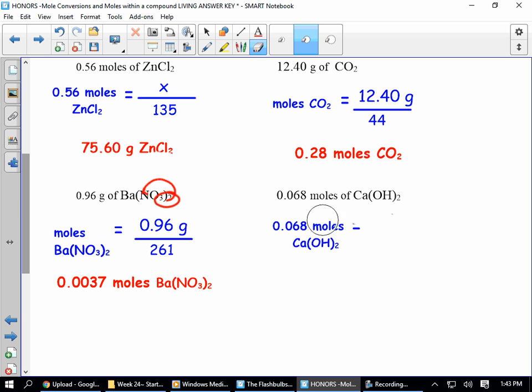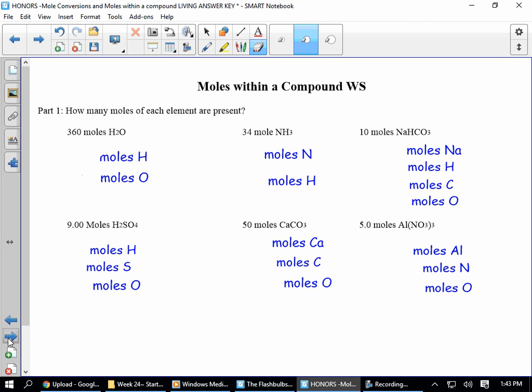All right, you have this number of moles. I'm looking for mass. 1 calcium, 2 oxygens, 2 hydrogens. Gets me 74. Multiply both sides by 74. 5.3 grams of calcium hydroxide. All right, now we're at the bottom half.